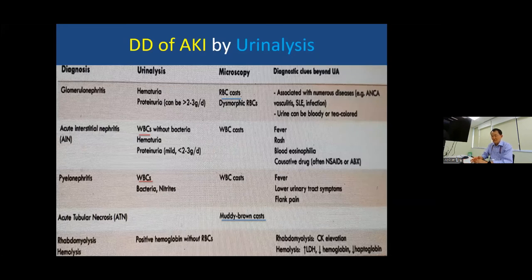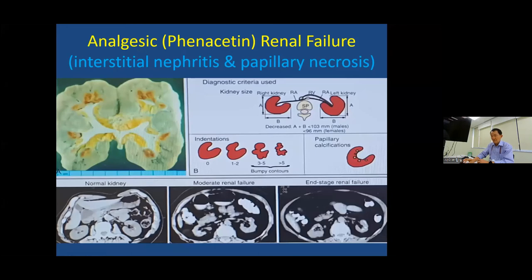By urinalysis, you can classify into glomerular, interstitial, pyelo, or acute tubular necrosis. And rhabdomyolysis: when you are running or stress your muscles too much, you develop elevated CK, and that causes rhabdomyolysis, and then eventually kidney damage. So this sort of renal failure is a common problem. Interstitial nephritis can make papillary necrosis. The kidneys become smaller because of the damage. So the normal size becomes smaller, with a bumpy contour, the smaller size, and some calcification.